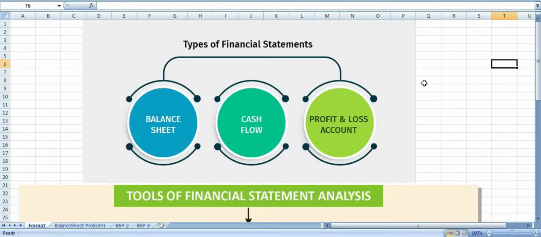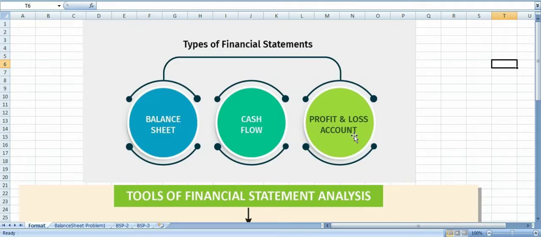Today we are going to see about financial statement analysis. In that, specifically, we are focusing on comparative financial statement analysis. First of all, we should understand what the financial statements available in the market are: balance sheet, cash flow statement, and profit and loss. Profit and loss, another name is income statement. These are the financial statements which are available in the market.